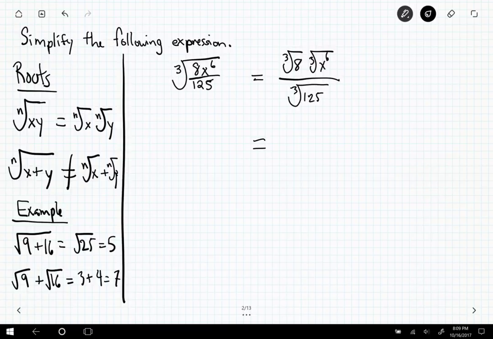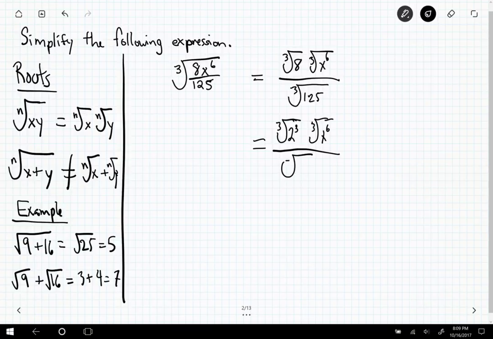So moving forward with this one, this is college algebra, by the way, for those of you wondering. We have the cube root of 8. Another way to write that, 8 is just 2 cubed, and that'll come in handy later. And we have the cube root of x to the 6, we'll leave as that. And hopefully we can guess what power cubed gives us 125, and you'll notice that 125 is just 5 cubed.